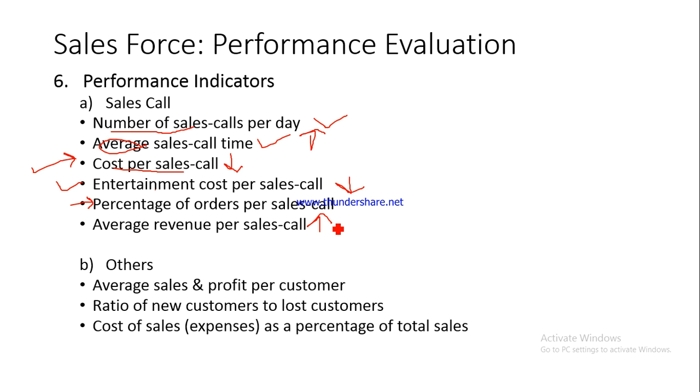Then there are other performance indicators also. Average sales and profit per customer. So we are trying to find out how much sales are being made to a particular customer, and what is the profit that is generated from that customer. If you are making significant sales to a particular customer, but the profit that you are generating is much less, probably the reason could be that you are selling those items which don't have very high margins, and because of that the profit is much less, right?